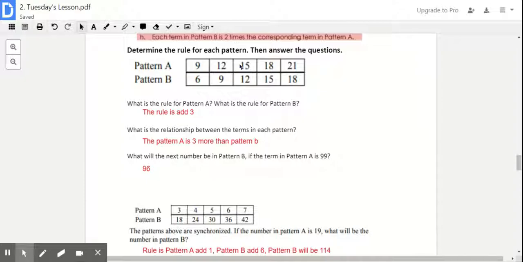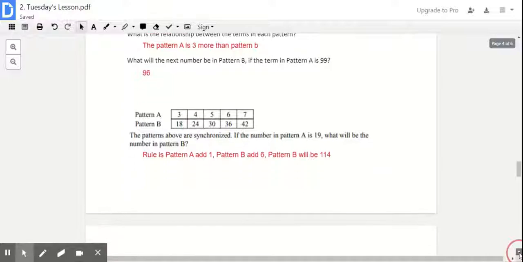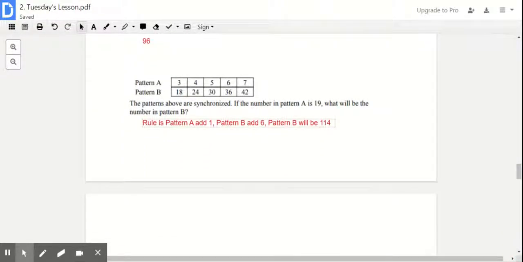Now, it's asking us to use this relationship to figure out what will be the next number in pattern B if the term in pattern A is 99. So again, you can clearly see that pattern A is 3 more than pattern B, correct? So if 99 is pattern A, then I know 96 will be in pattern B for that corresponding term because 96 plus 3 equals 99. Okay. Again, looking at the patterns and trying to figure out what is the relationship between them after the fact.